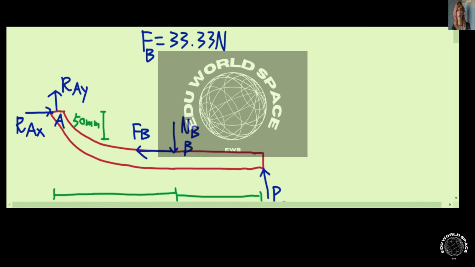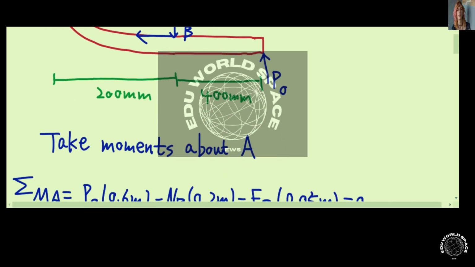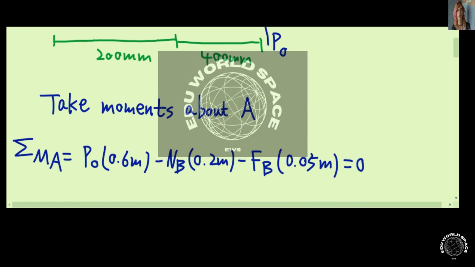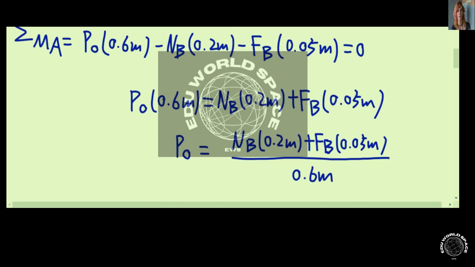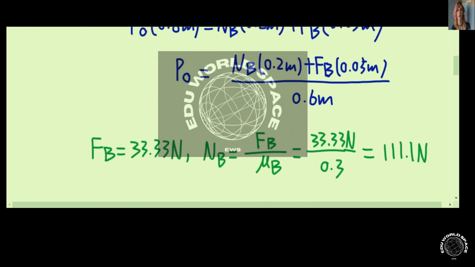So now let's take a look at the free body diagram for the lever. So now let's take a look at the moments about point A. About point A, we still consider the counterclockwise moment positive and the clockwise moment negative. Therefore, we have such an equation here. So eventually we have P0 is equal to NB times 0.2 meter plus FB times 0.05 meter, over 0.6 meter. And we know Fb is 33.33 Newton.